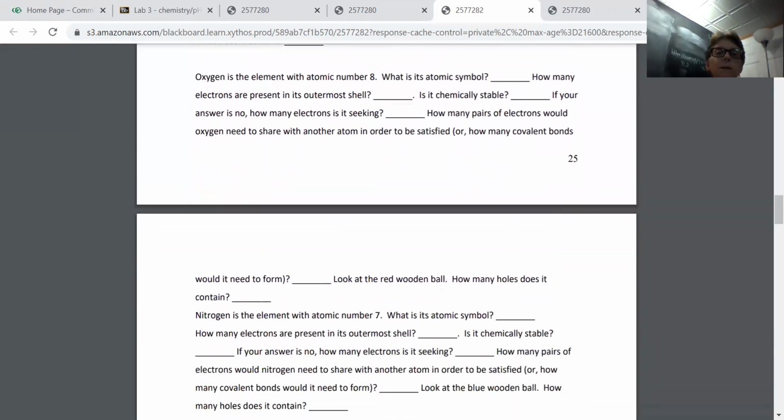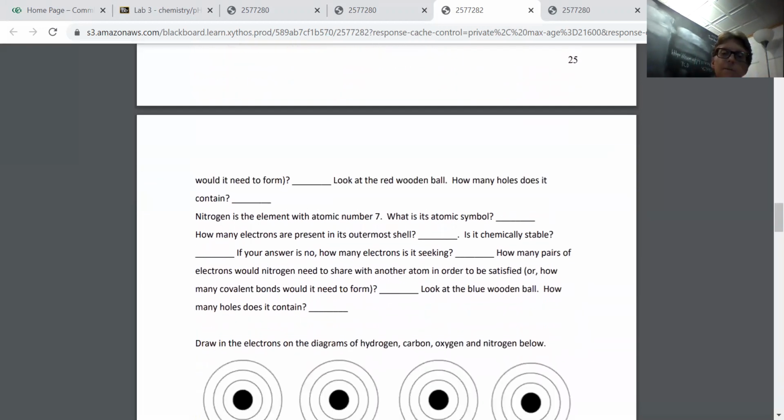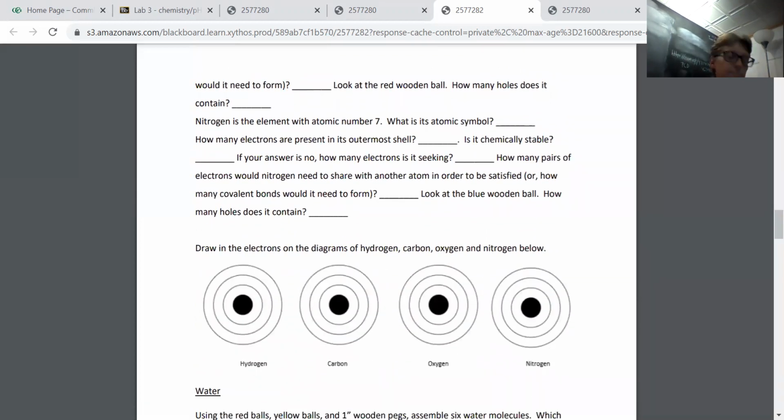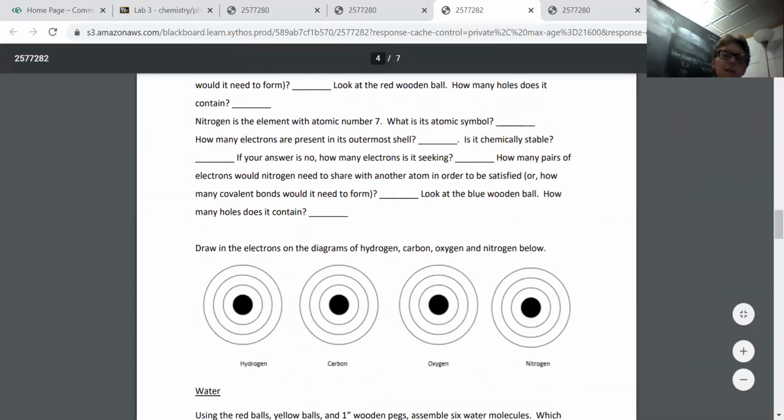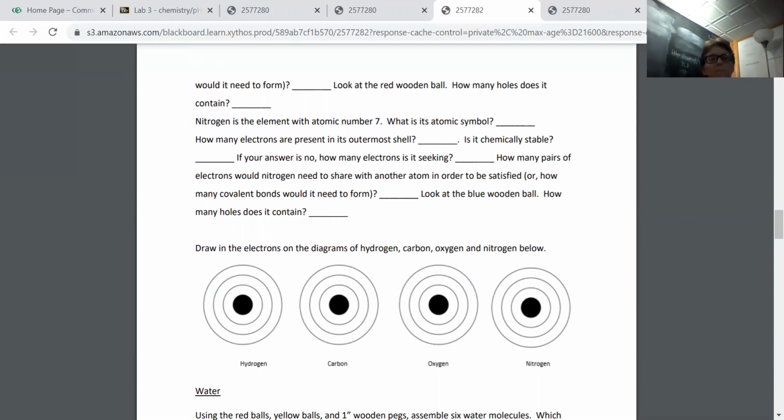And again, we can do the same thing for oxygen. Oxygen has an atomic number of 8. Its symbol is O. So how many electrons would be present in the outermost shell? Well, you'd have 2 in the first shell, and then you would have 6 in the next shell. But that shell is not full because it can have 8. So is it chemically stable? No. So it is seeking 2 more electrons. So it would form 2 bonds. And if you look at the ball for oxygen, you would see that it would have 2 holes representing those 2 bonds.